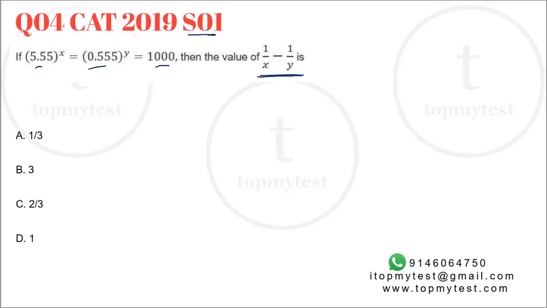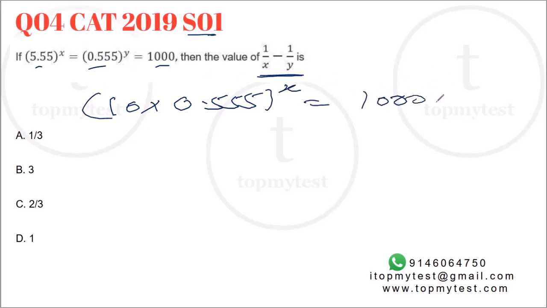Okay, so let's write 5.55 as 10 into 0.555, this to the power x equals 1000. Now let's take log to the base 10. If we take log to the base 10, this will give you 3 equals log of a to the power x, which will be x times log a.